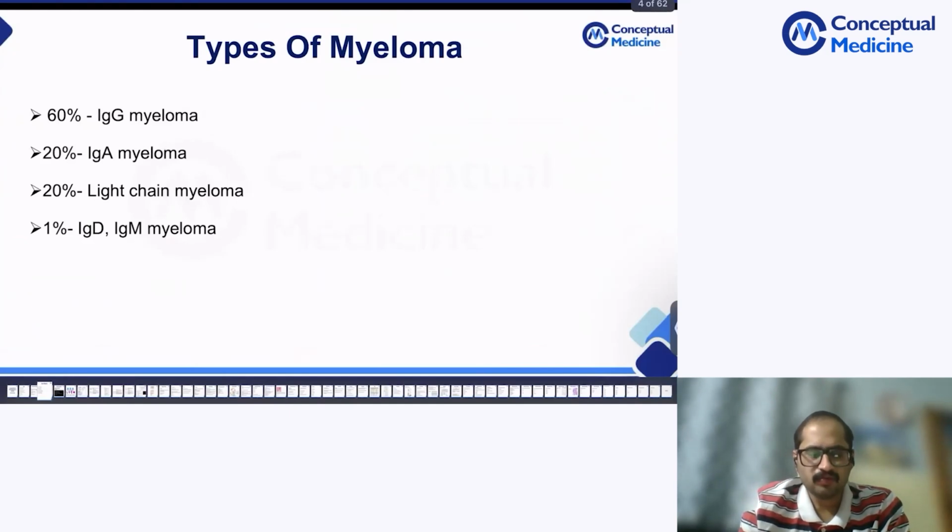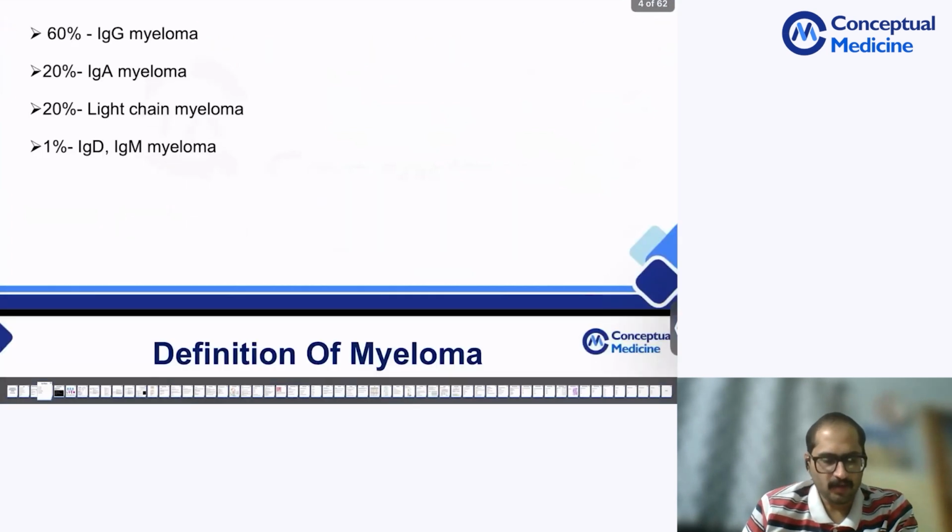Now coming to the types of myeloma, we have various types. IgG myeloma, which is commonly seen in 60% of patients. IgA myeloma, which is commonly seen in 20% of patients. Light chain myeloma is commonly seen in 20% of patients. And less than 1% of patients can present with IgD and IgM myeloma as well.